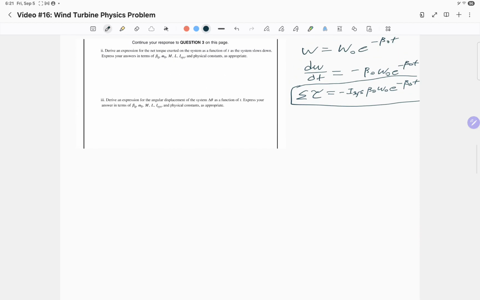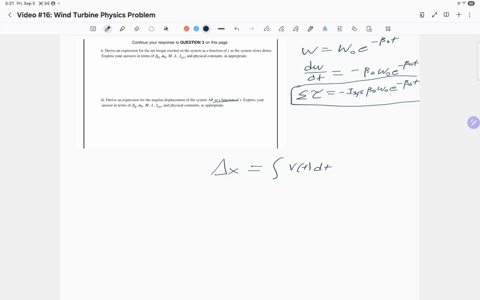Okay, so now finally we are almost done. They asked for an expression for angular displacement as a function of t. Okay, you might be thinking, wow, this is really easy. You learned in probably your calculus class that change in position is equal to the indefinite integral of the velocity function, right? Function for velocity. This is what you see in calculus class. It's nothing too crazy, right?